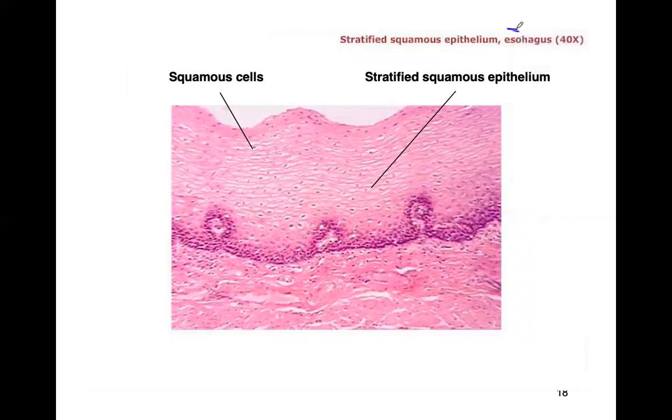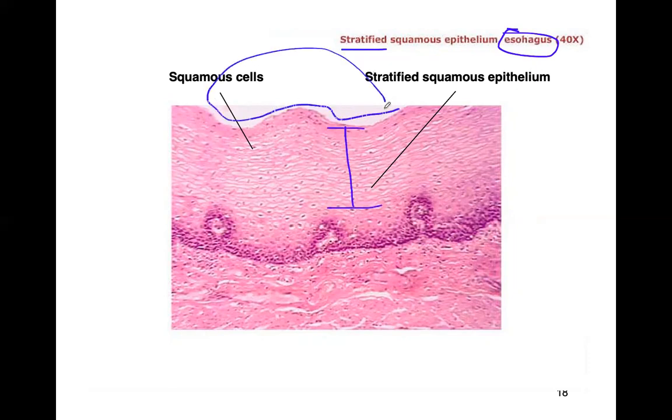Here's the esophagus. Everything from here to here. Many layers, stratified. Because remember, up here is the lumen. That's the lumen. So what do the cells look like? They're flat, so it's stratified squamous epithelium.